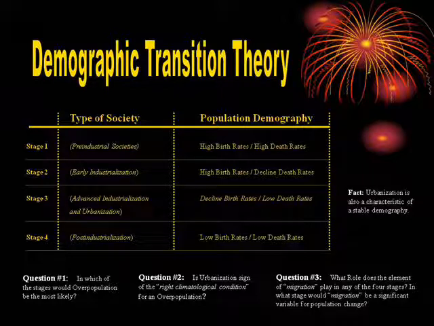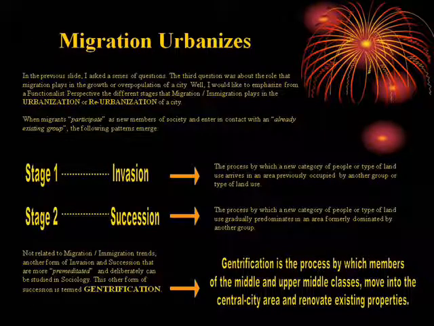Now, if I were to ask you in which of the 4 stages overpopulation would be most likely, you would probably say stage 2, high birth rates, decline in death rates, or stage 3, but why stage 4? And if I were to tell you that in the United States we could start having an overpopulation problem, and we are low birth rate, low death rate, what would you say? What will your analysis be like? This leads us into the next slide, which is the discussion of migration.